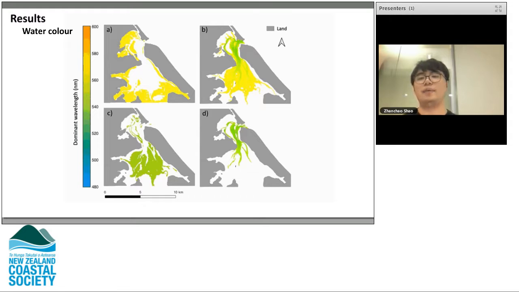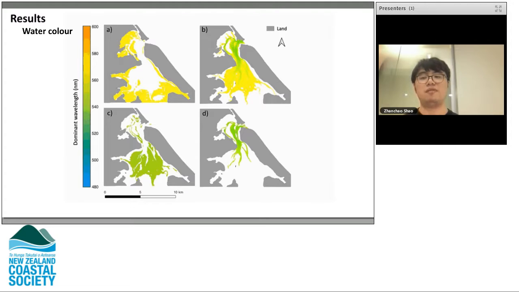So in figure A, we can see the dominant wavelengths of the color of the exposed sediments, which we do not need to correct. And figure B is the water color of the deep water channels and the shallow waters before we remove the water bottom reflectance. And figure C shows the dominant wavelengths of the shallow waters after we remove the water bottom reflectance.